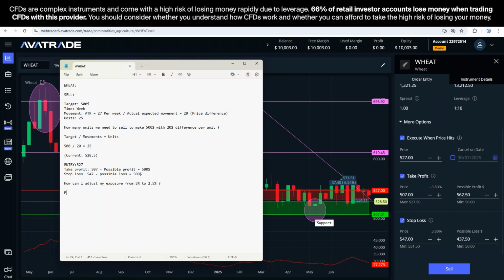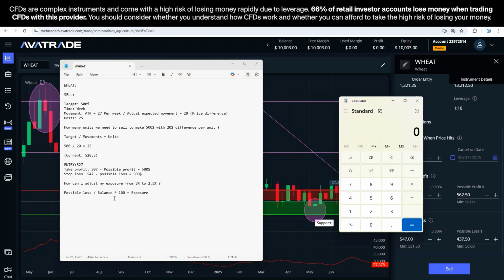We can go possible loss divided by balance times 100 equals exposure. I am aware that this is a bit complicated, but we're going to do it together now. So this is a calculator and our possible loss is 500. So we're going to write 500 divided by the balance. What is the balance? 10,000. Great. Okay, equals what?